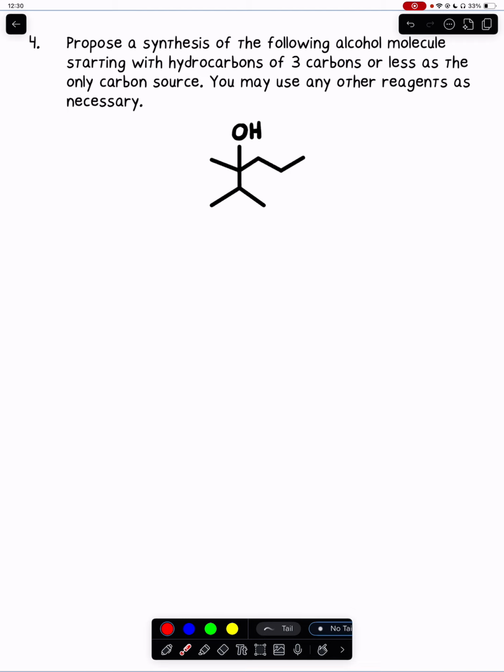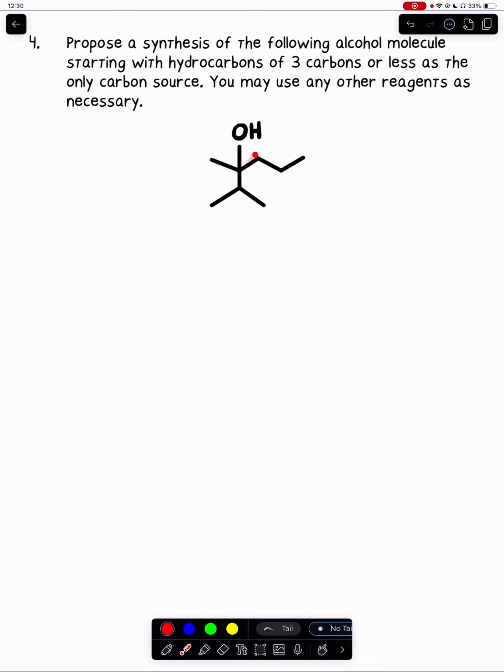Right. So here's the thing about synthesis. There usually is more than one answer, and this is a perfect example of that. There are multiple ways you can do this, right? So I'll try to run through each way that I can think of right now, based on the knowledge that I've given you so far in the book.